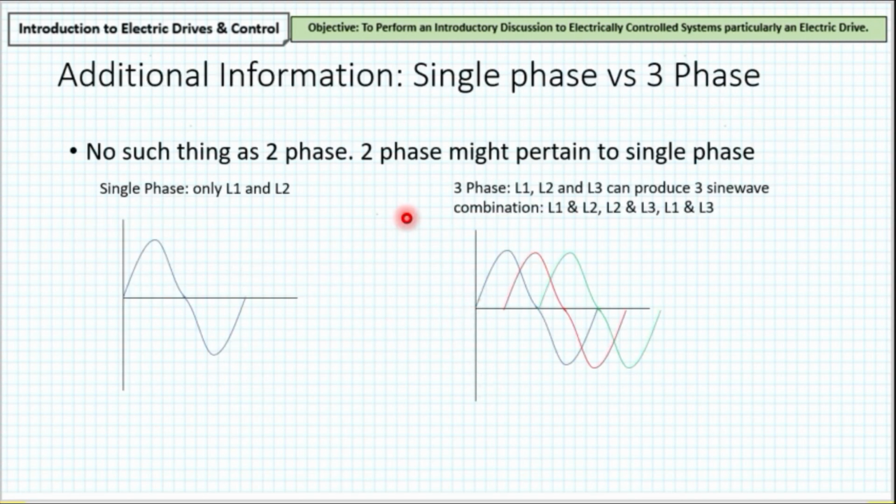So additional information for single phase versus 3-phase. Sa field kasi minsan may maririnig tayo mga technicians magsasabi ng 2-phase. So, there's no such thing as 2-phase. Walang 2-phase. 2-phase might pertain to single phase. So, in single phase, meron tayong line 1 and line 2. So, ito yung usually na ginagamit natin sa bahay. Using the line 1 and line 2, we can have an AC waveform na iisa lang.